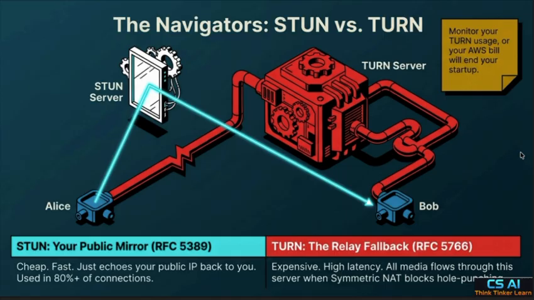To navigate these connections, we use two types of server, STUN and TURN. STUN is your public mirror. It's cheap, fast, and simply tells you what your public IP is. It works for about 80% of internet connections. But if a symmetric NAT blocks your path, you need TURN. TURN is a relay fallback. It is expensive and high latency because all the media flows through it. A pro tip: monitor your TURN usage closely, or your cloud bill will end your startup before you even launch.